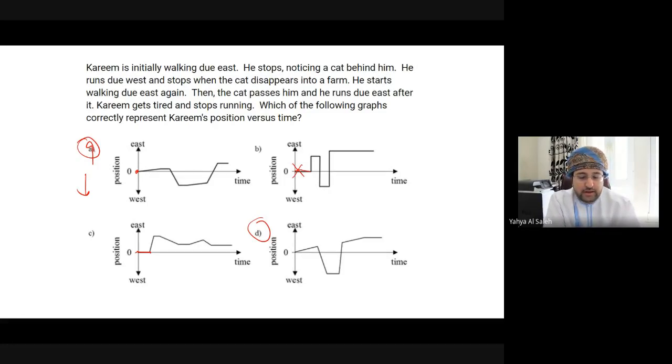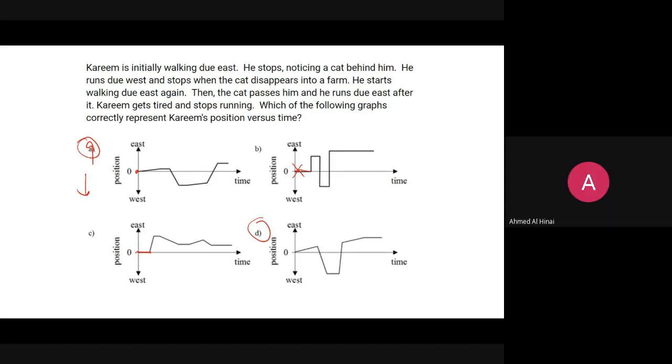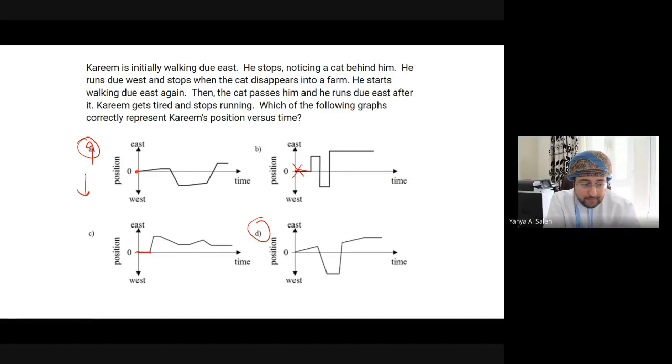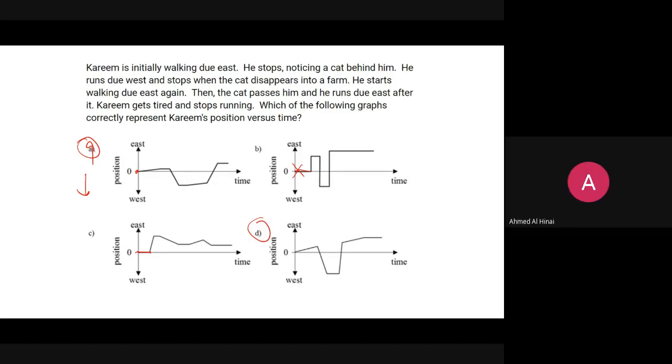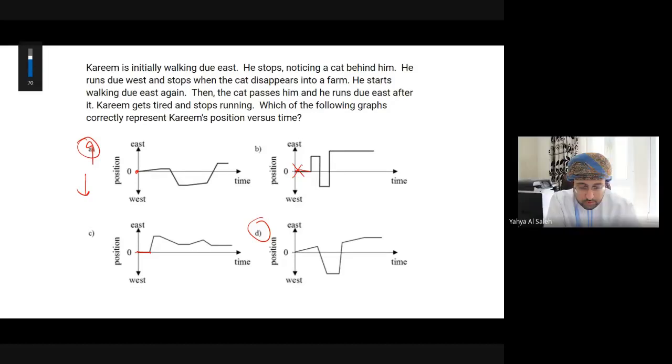He starts walking due east again. So he continues going east. None of them really tell us anything at the moment. A and D are the same, but the difference should be that he writes the time in the question. He should write the time so that we know how long he is running east or west. You are correct. Let's see if we can figure it out.